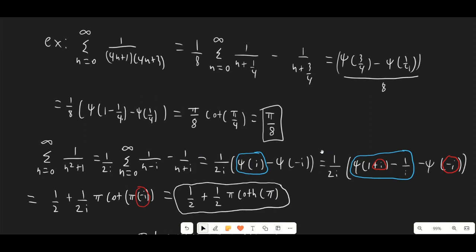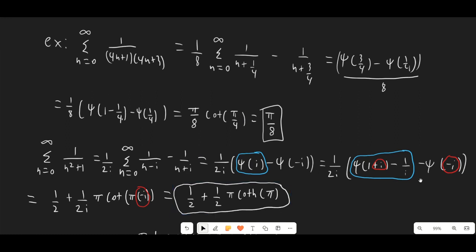Now, the reason we did this is because now, notice we have this digamma of negative i over here, and we have digamma of 1 plus i over here. Which means that if we set z equal to negative i, then we now have digamma of 1 minus z minus digamma of z, which means we can go ahead and plug in that formula for digamma of 1 minus z minus digamma of z. So we get 1/2 plus 1 over 2i times pi cotangent of pi times negative i. And once we go ahead and use our trig to hyperbolic identities, we get that this summation is overall equal to 1/2 plus 1/2 pi hyperbolic cotangent of pi.